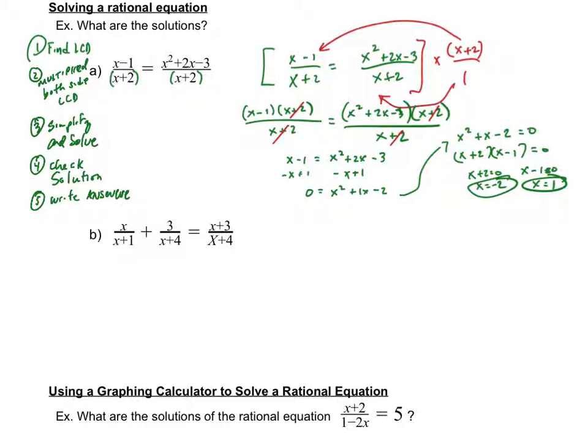So looking at this next example, we're going to find the least common denominator. Well, I have x + 1, I have x + 4, and I have x + 4. So my least common denominator is going to be (x + 1)(x + 4). And I'm going to go ahead and set this up to multiply both sides by that least common denominator.